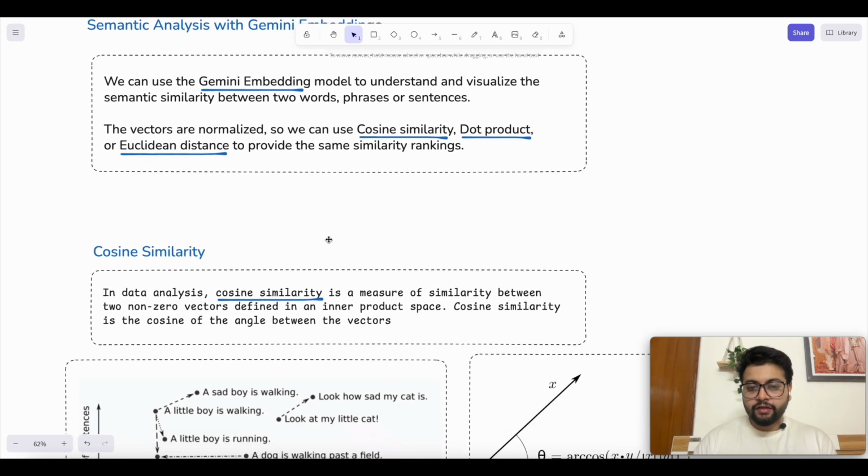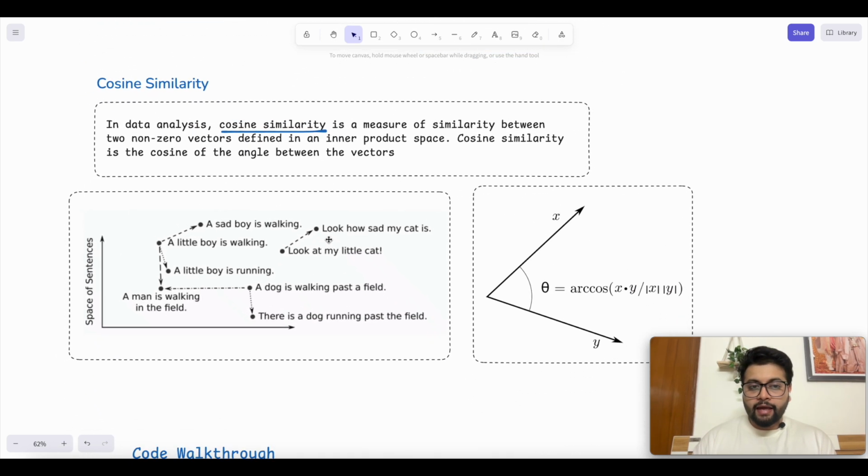For this session, we'll use cosine similarity, which is a measure of similarity between two non-zero vectors defined in an inner product space, and the cosine similarity is the cosine of the angle between the two vectors. So you can think of this as two vectors representing a particular direction in a higher dimensional space, and the cosine of the angle between the two vectors is the cosine similarity, right? So I guess the closer the two lines, the more similar the two vectors are, right?